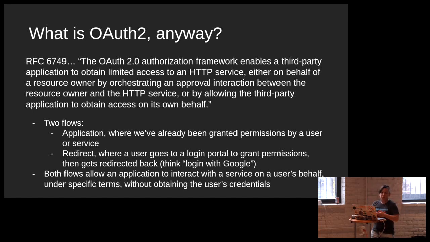There are two main flows that we use when we're implementing OAuth. There's an application flow where we've granted permission in advance, and we are proceeding programmatically to obtain the token without intervention. The second one is where a user is directed to a login portal to enter their credentials, and then gets redirected back. If you've ever done login with Google, that's this flow. But the big key is that we never see the user's credentials. We have our own credentials that identify our application, and that is the only thing we handle.